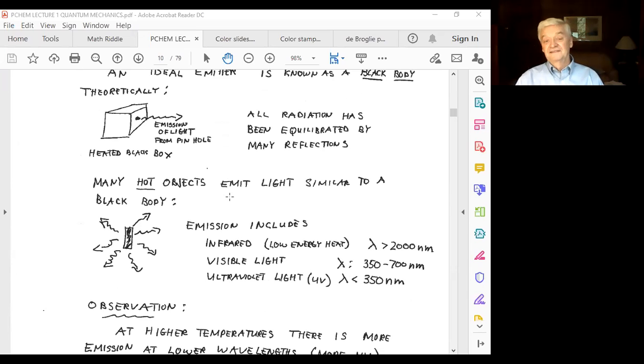In reality, almost any hot object, like a ceramic object, like your coffee cup, would work. If you just heat it up, it's going to emit radiation. It'll give off infrared light, which is low energy heat. It'll give off visible light. It'll give off ultraviolet light. And here are the wavelength ranges that some of these regions have.